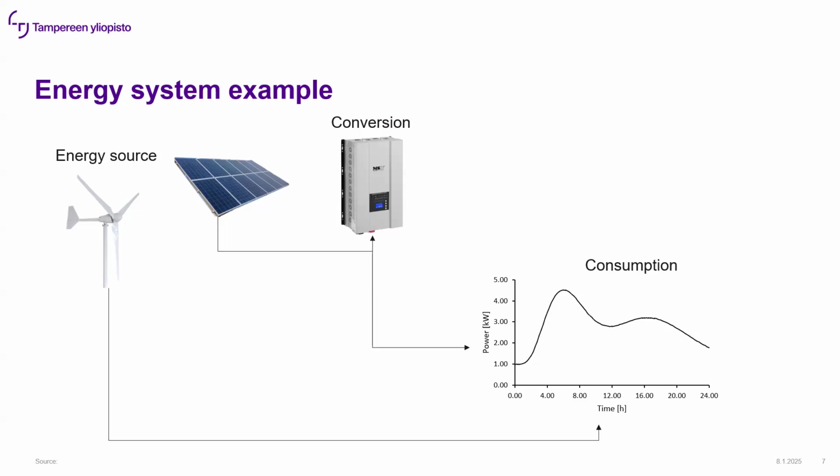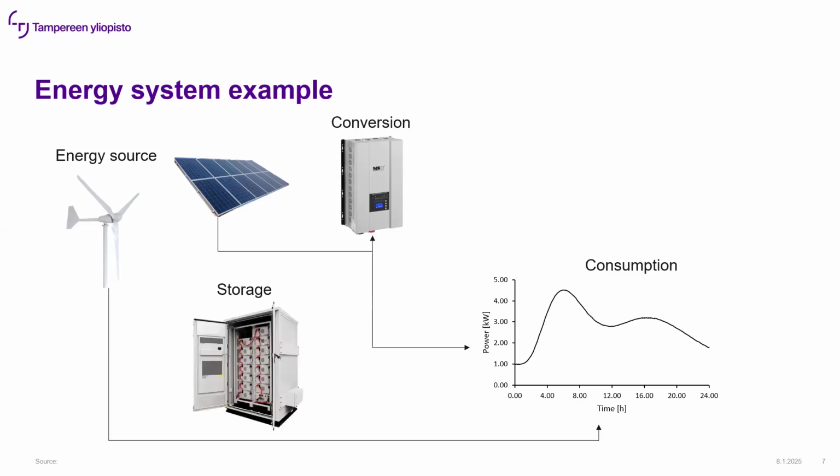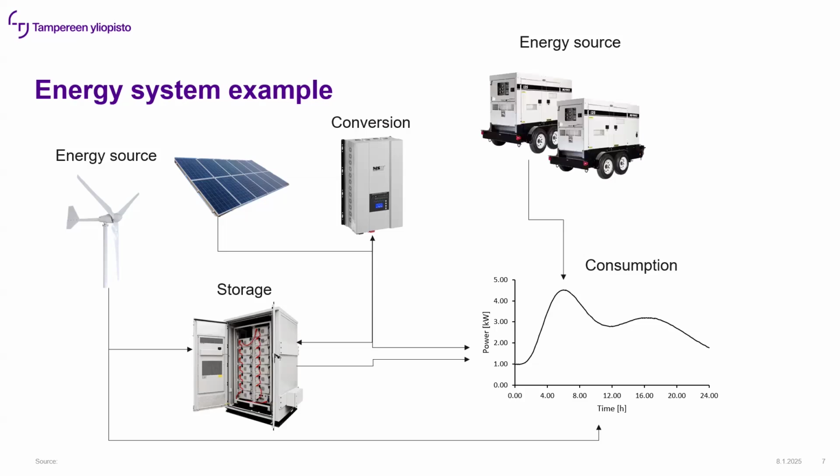Then there's the conversion, so some kind of an inverter that can feed power to the consumption and the wind power. You have a storage system that can store both the solar and the wind turbine. And then you want to have a backup power. So you have two diesel generators. So that was their solution to this energy system.